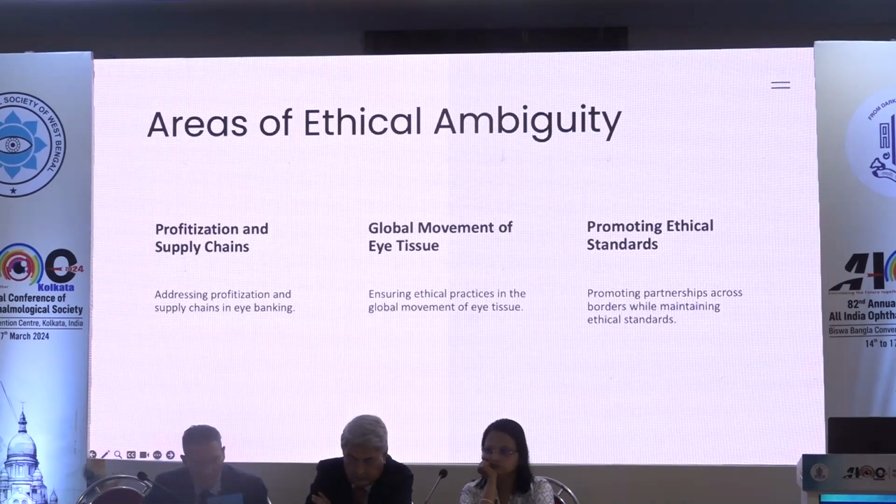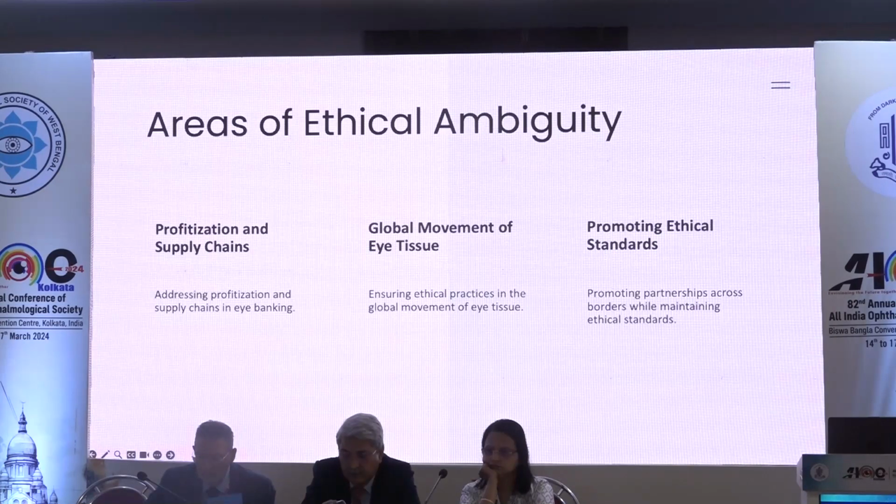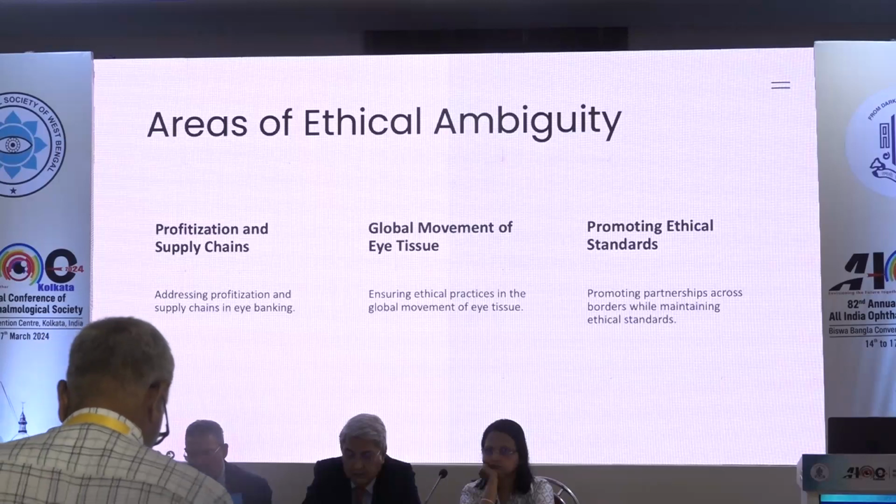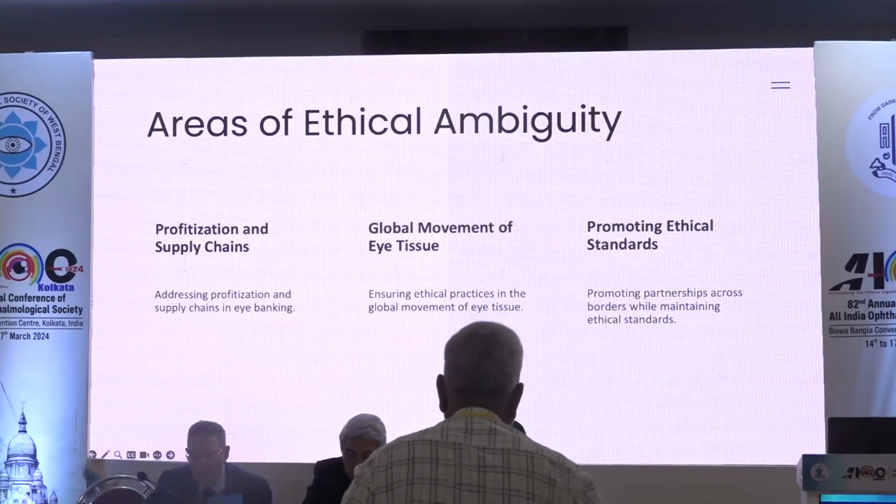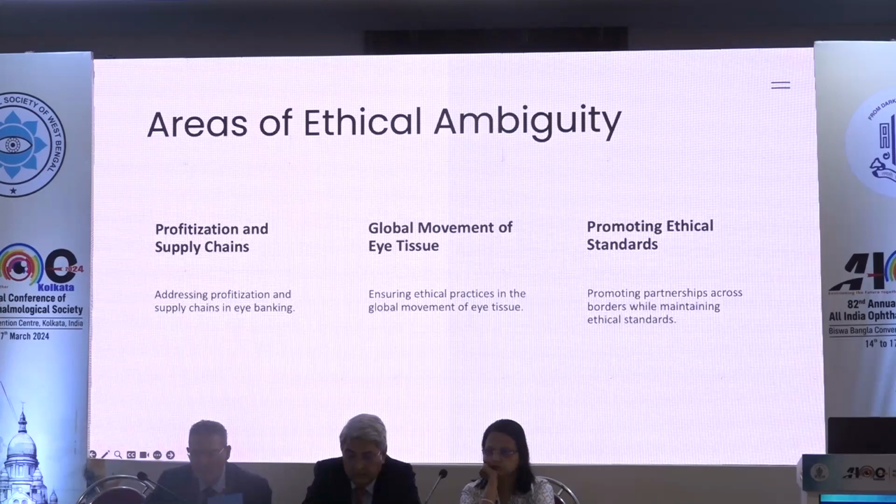Global movement of eye tissue. It should ensure ethical practices in the global movement of eye tissue. In India, we are not allowed to export the tissue outside the country, but there are countries which are exporting tissues. In Southeast Asia, we have Nepal, which is one of the biggest suppliers of corneas to eye banks, but they also follow a rule that until they have a patient available in the country, they can't send the tissue outside. Again, we have to promote partnerships across borders while maintaining the ethical standards.